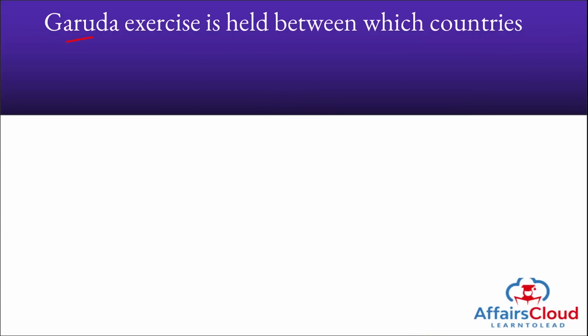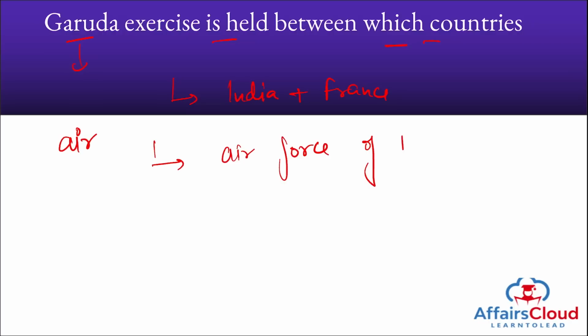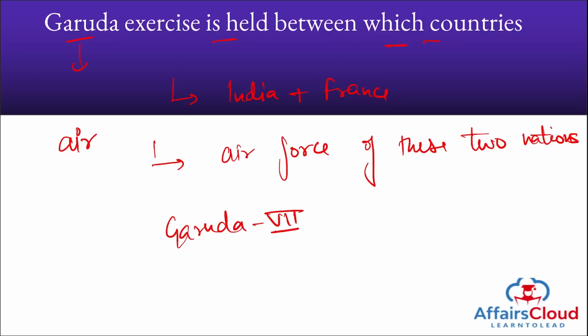Next question. Garuda exercise is held between which countries? Remember, Garuda is held between India and France. And this Garuda is an air exercise. That means this exercise is conducted between the air forces of these two nations. All right, this is your Garuda exercise. Here you can see it is written Garuda 7. What does this mean? That means this is the 7th edition of this Garuda exercise that was held.